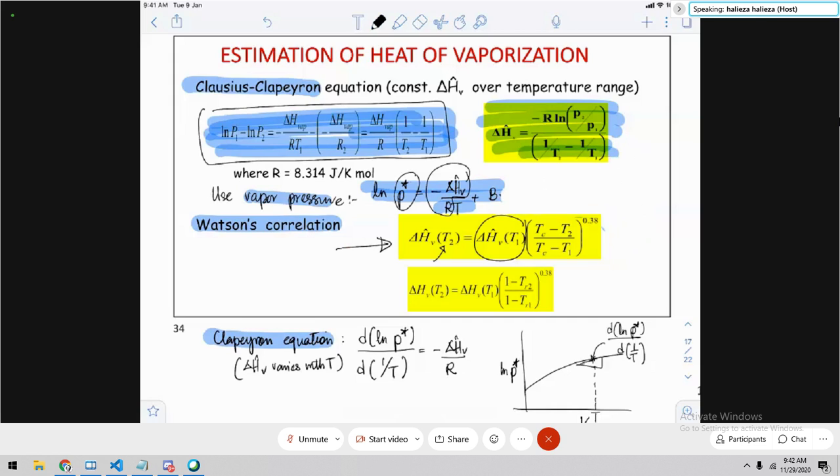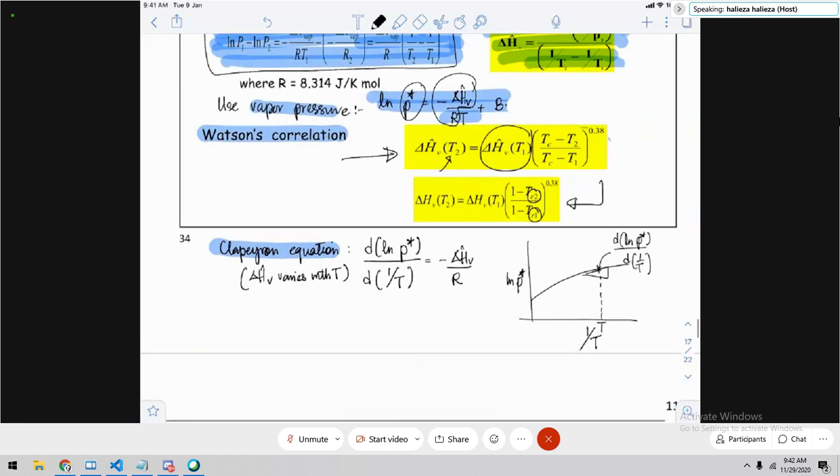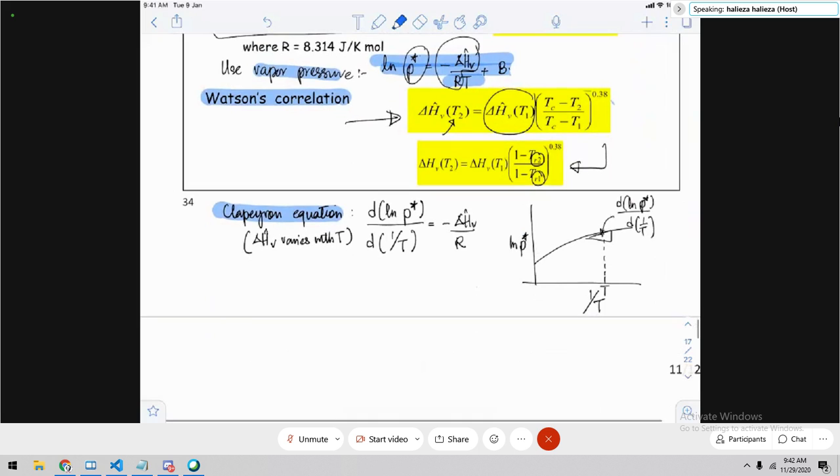The bottom equation and the top equation are the same thing. It's just that the second equation is in terms of the reduced temperature. But I think sticking with the first equation would be better. There's another equation, the Clapeyron equation. For this one, your latent heat of vaporization is constant. That's why you get a straight line. But if it's not constant, you will get a curve, and then you will use the Clapeyron equation, whereby at a certain temperature you get the slope.